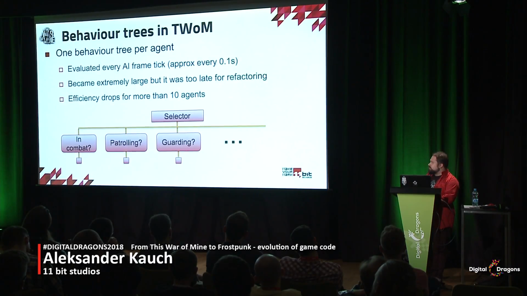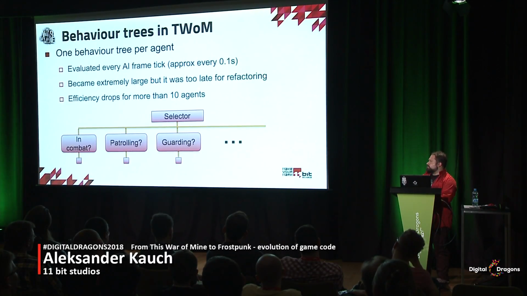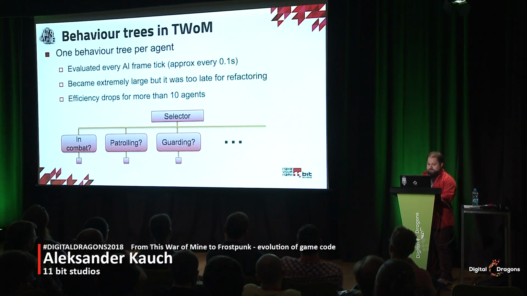It became extremely large. I will show you a bit later, but it was too late in development for us to refactor it and change the model we used. And the efficiency was not really good, because for more than 10 agents, the tree evaluation was too computationally heavy. We had frame drops from the trees. And most of the trees looked like this example.